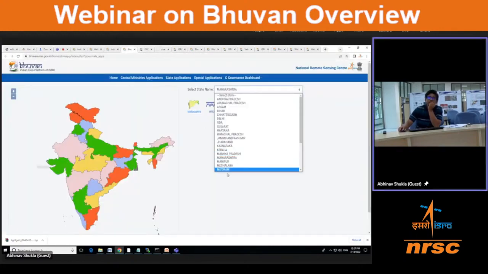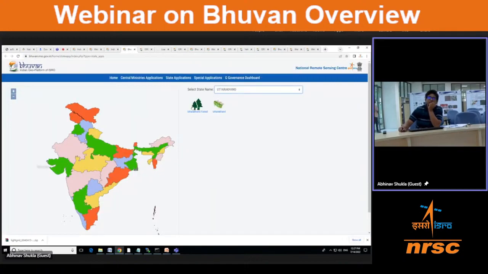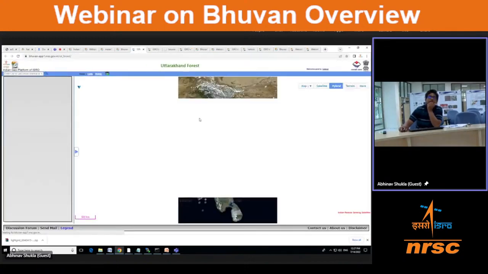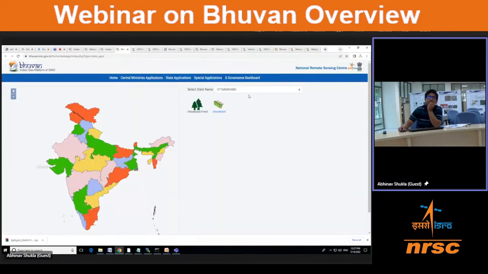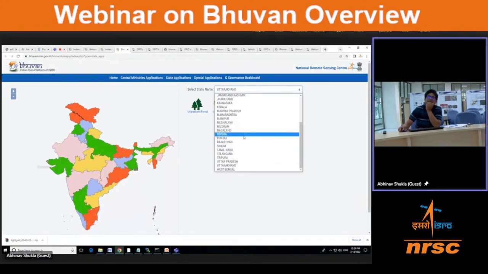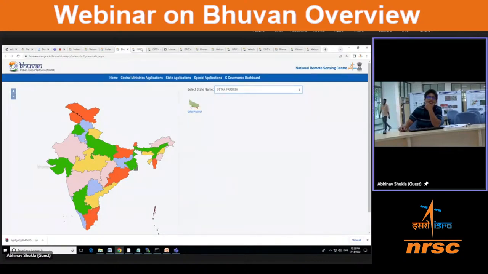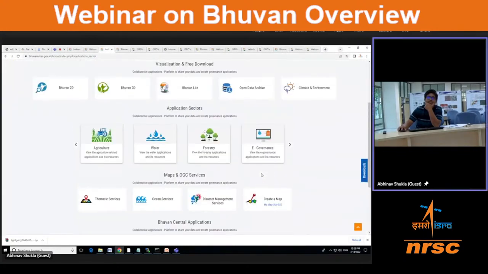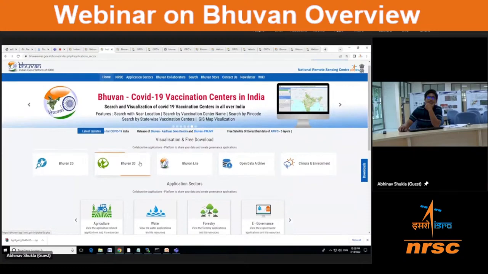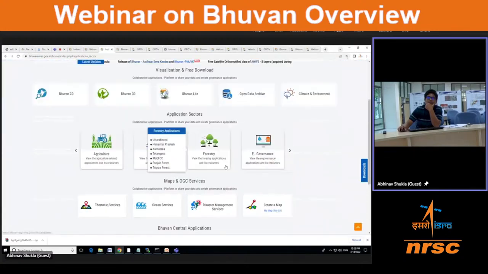This is how you can go from here also, this Uttarakhand state application, this is Uttarakhand forestry application. So all the state applications which we are doing, which are being given under the Bhuvan portal, are all listed here, you can see. Through this, you can redirect to any state application directly. So this is all about our Bhuvan portal, whatever is there.